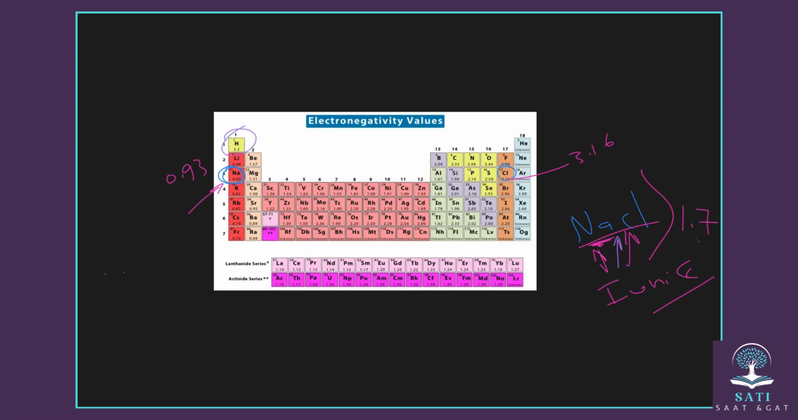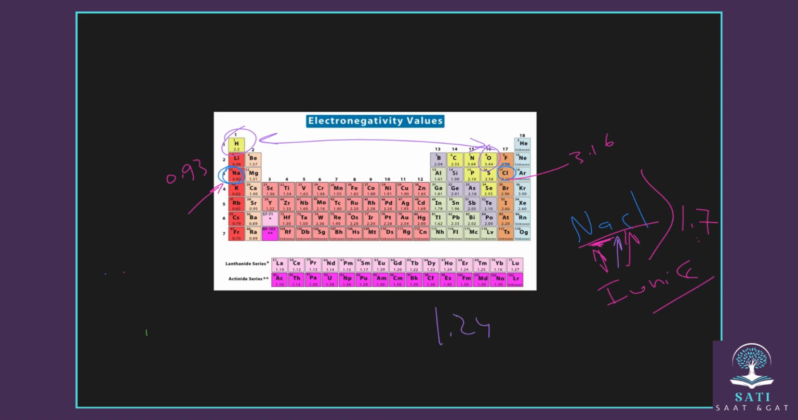Okay, what about hydrogen and oxygen? When they make H2O, what will be the difference in electronegativity? That one is 2.2 and that one is 3.44. If you subtract them, what will you get? It's going to be about 1.24. The difference is going to be 1.24, rounding that number.